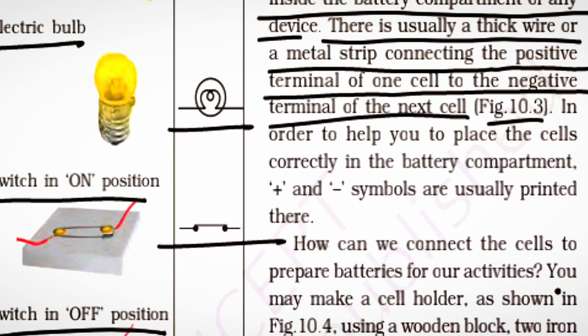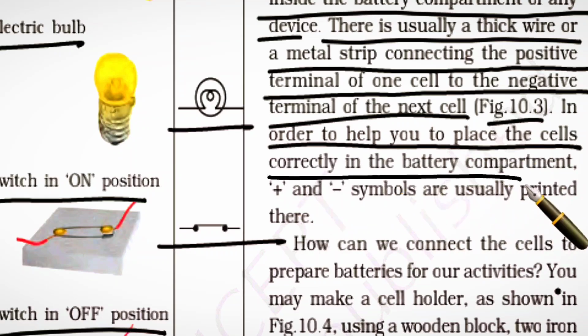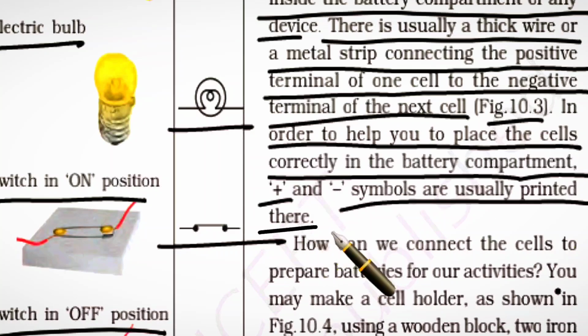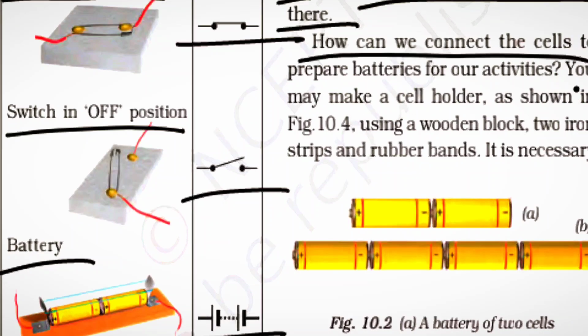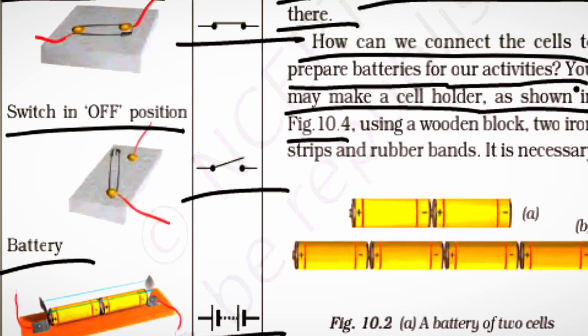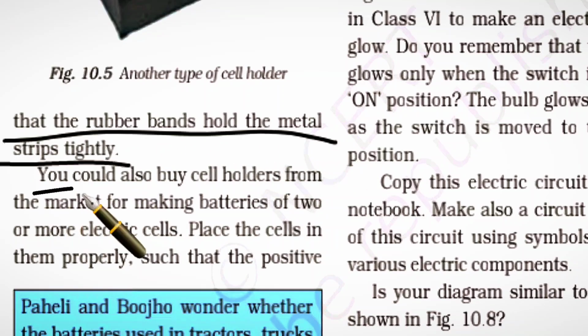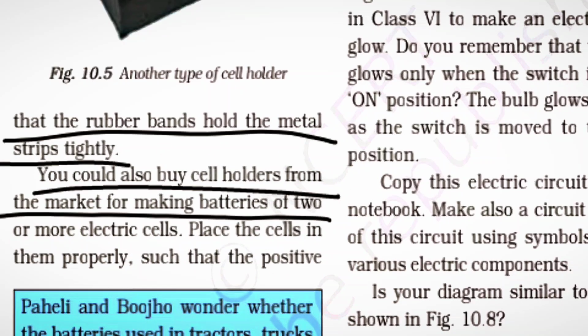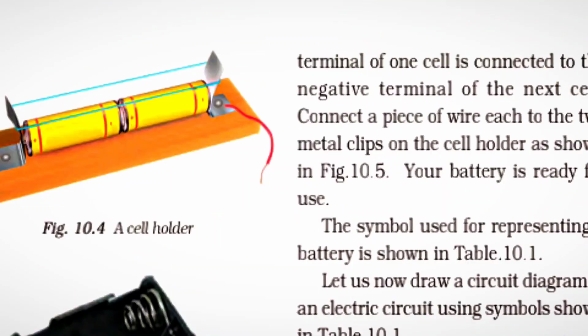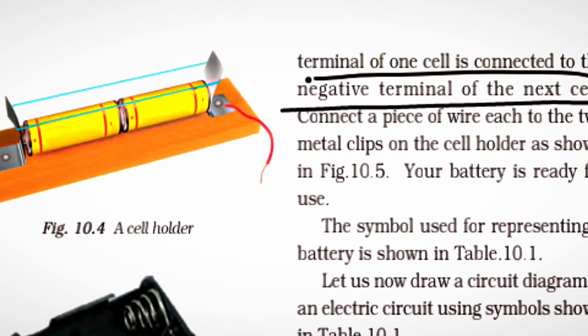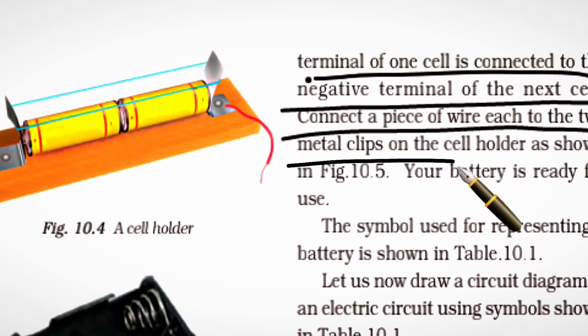Figure 10.3. In order to help you place the cells correctly in the battery compartment, positive and negative symbols are usually printed there. How can we connect cells to prepare a battery for our activities? You may make a cell holder as shown in Figure 10.4, using a wooden block, two iron strips and a rubber band. It is necessary that the rubber band holds the metal strips tightly. You could also buy cell holders from the market for making batteries of two or more electric cells. Place the cells in them properly such that the positive terminal of one cell is connected to the negative terminal of the next cell. Connect a piece of wire to each of the two metal clips on the cell holder as shown in Figure 10.5. Your battery is ready for use.